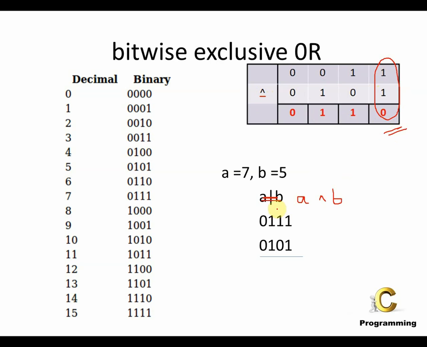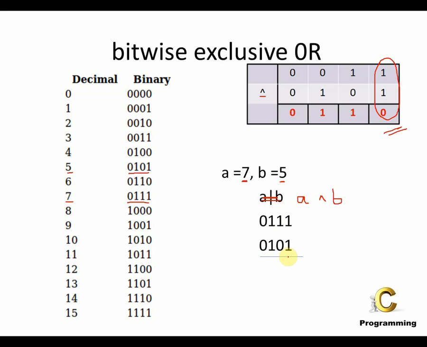So let's solve one example. Say we have A exclusive OR B, where A value is 7 and B value is 5. Now decimal 7, let's convert into binary value. So decimal 7 in binary value, as you see in the chart, is 0, 1, 1, 1. And the decimal 5, let's convert into binary. It will be 0, 1, 0, 1. So let's place it over here.